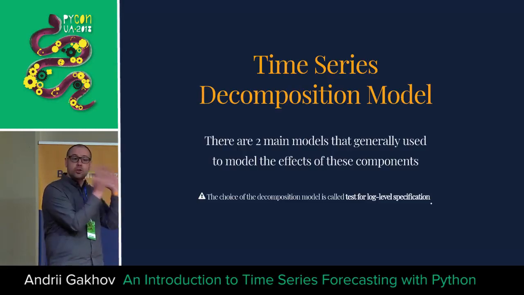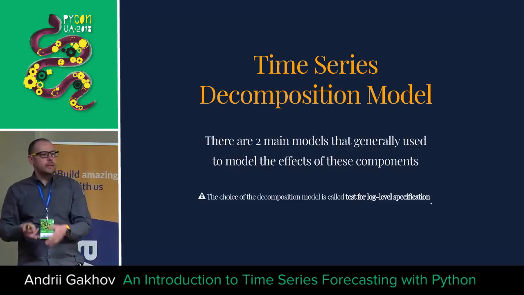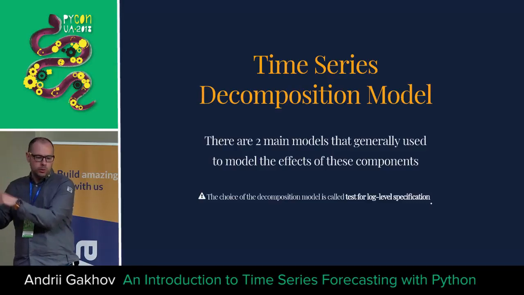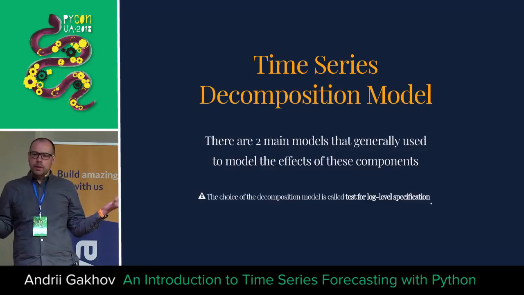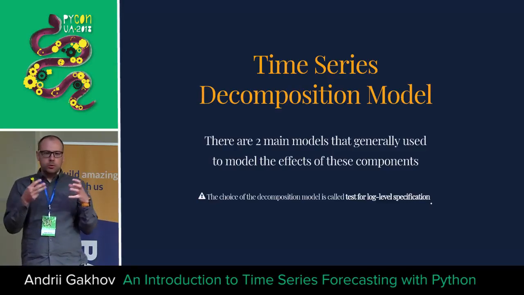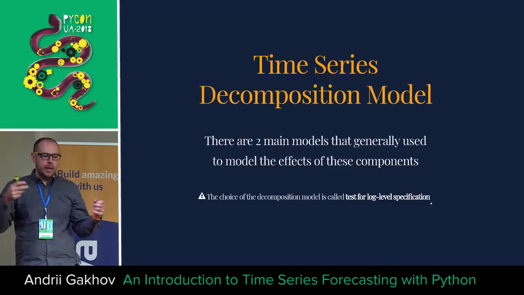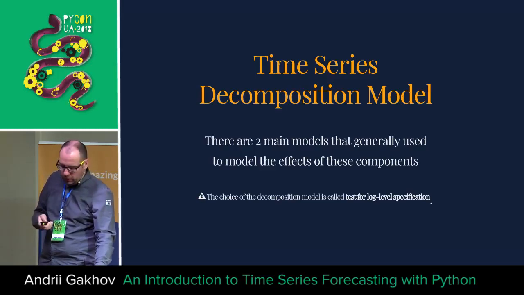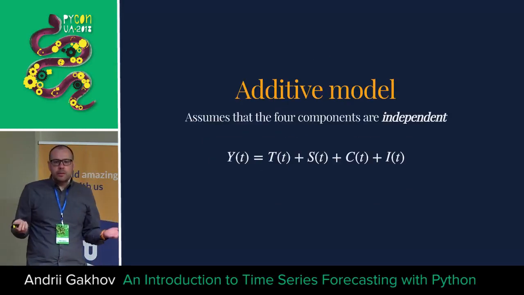But now we know we can take this data, look at it, and split it by trend, seasonality, some cyclical effects, and some noise. But now, if you want to model something, you want to merge this again, right? So to say, this is a model of my time series. There are two main models, and one of them is just additive.